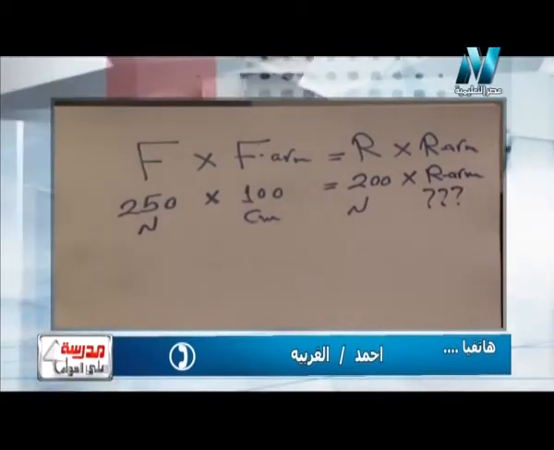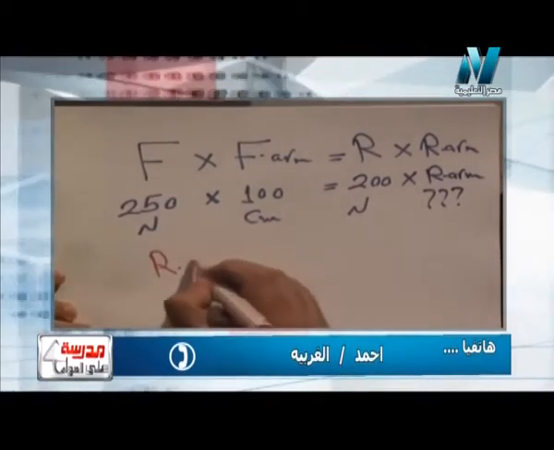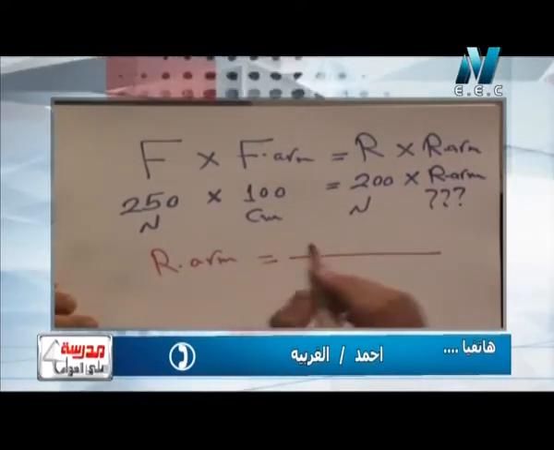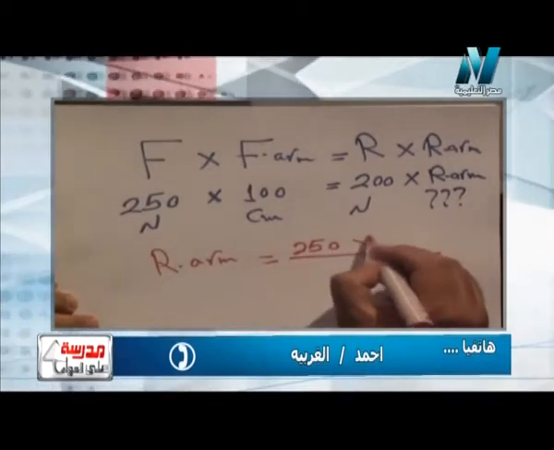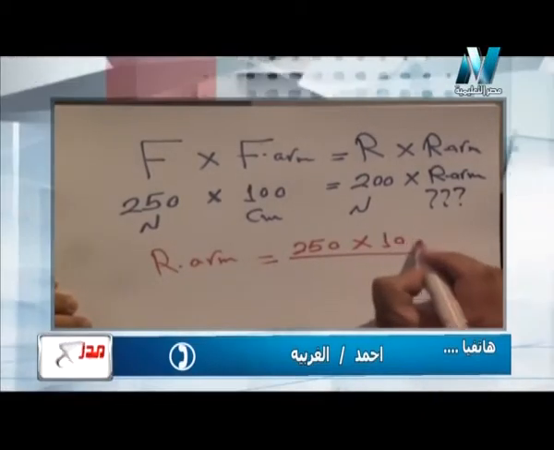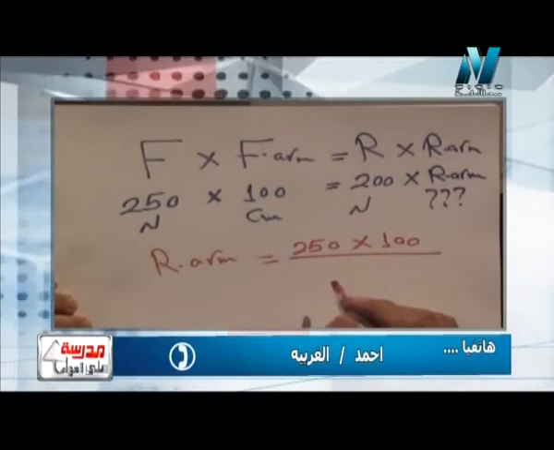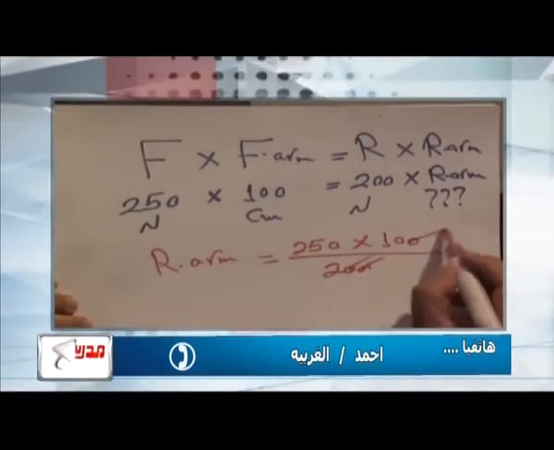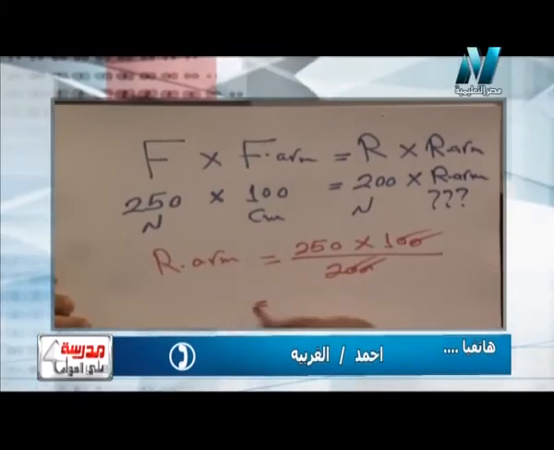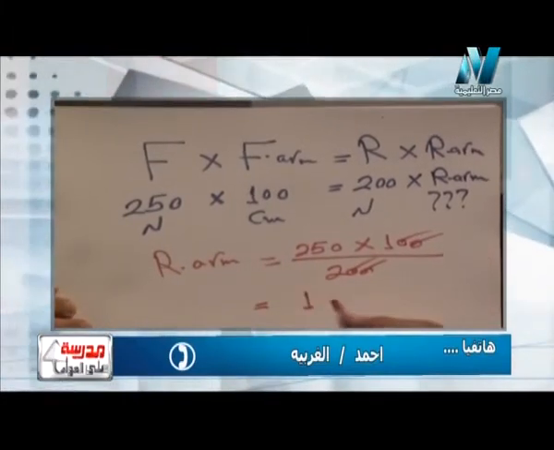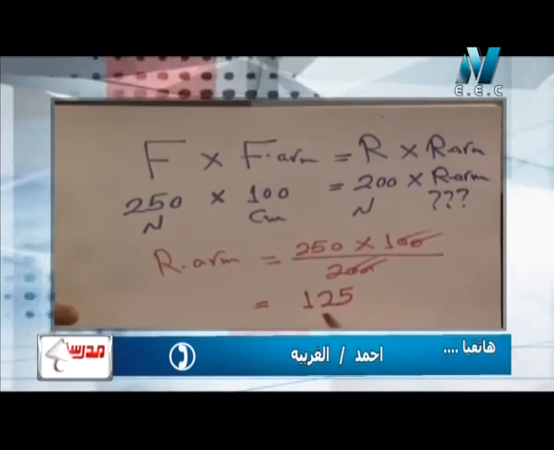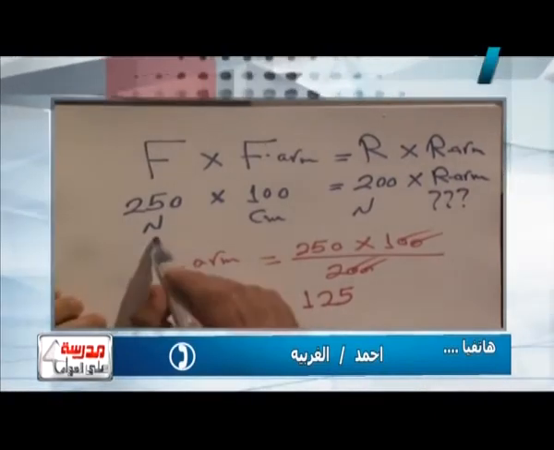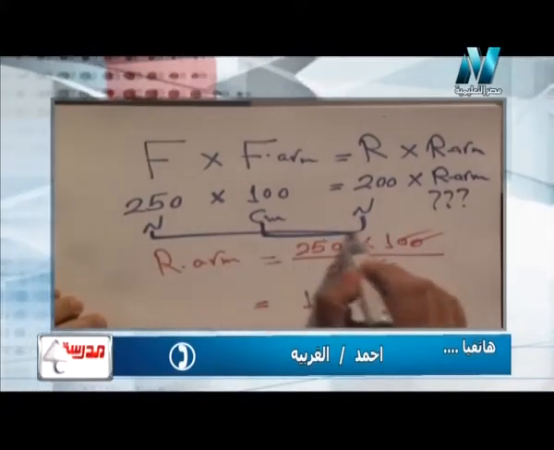It's demanded. So the rule says that resistance arm equals 250 by 100 divided by 200. Very good, Ahmed. Excellent. So we can omit 2 zeros with these 2 zeros, and 250 divided by 2 equals 125. What, Ahmed, centimeter or Newton? Centimeter. Yes, surely. We have Newton with Newton and centimeter with centimeter.